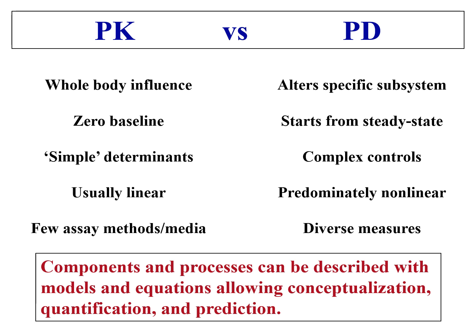Pharmacokinetics, there's a whole body influence. You give the drug, and most distribute throughout the whole body. Pharmacodynamics, we're often looking at specific subsystems, like I just showed. Pharmacokinetics, most of the time there's a zero baseline. There's no drug until we give it. Pharmacodynamics starts from steady state, some equilibrium situation. Pharmacokinetics has what might be considered simple determinants. The controls get far more complex in pharmacodynamics. Pharmacokinetics is usually but not always linear.